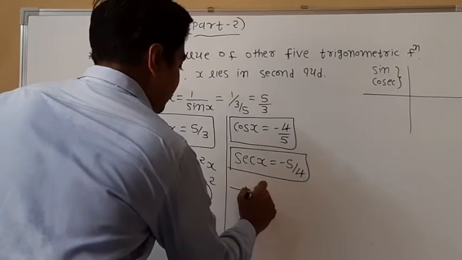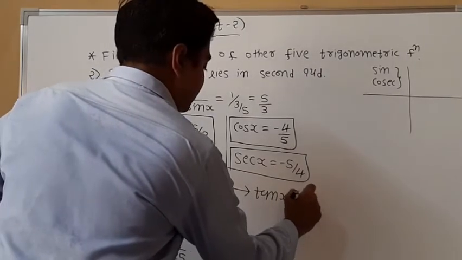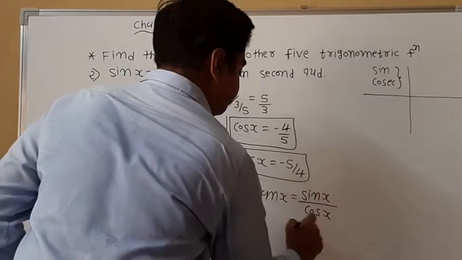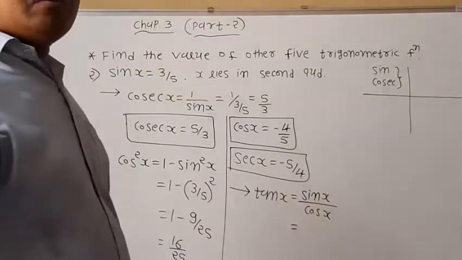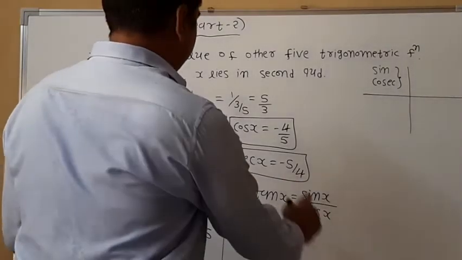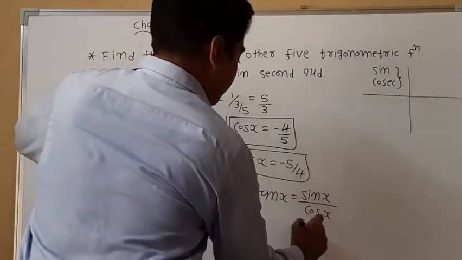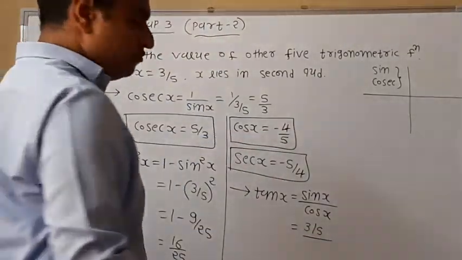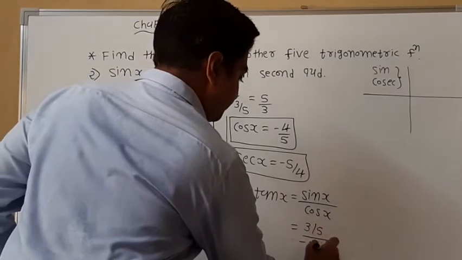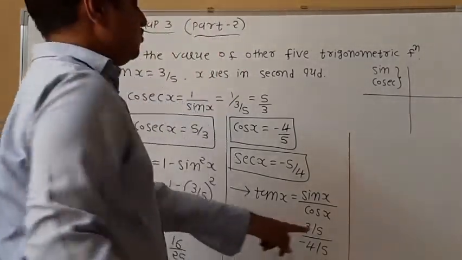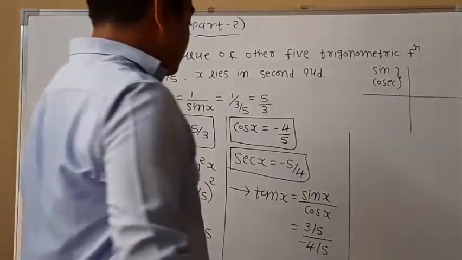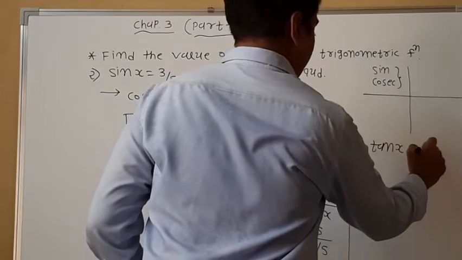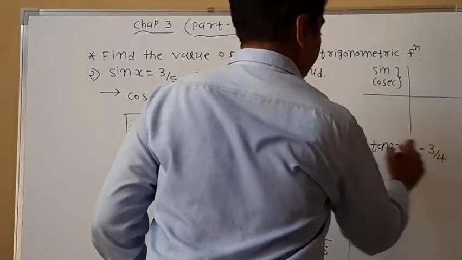So again we know that tan x is equal to sin x upon cos x. So it is equal to, in place of sin x written 3 by 5, upon, in place of cos x written minus 4 by 5. So here 5 cancels out. So the remaining term, tan x, is equal to minus 3 by 4.